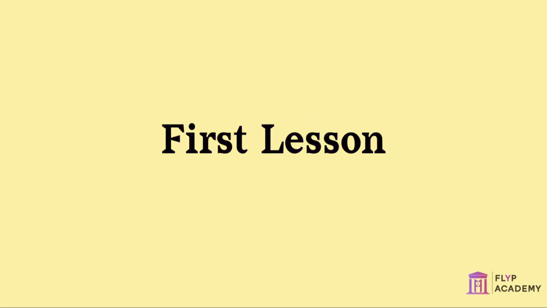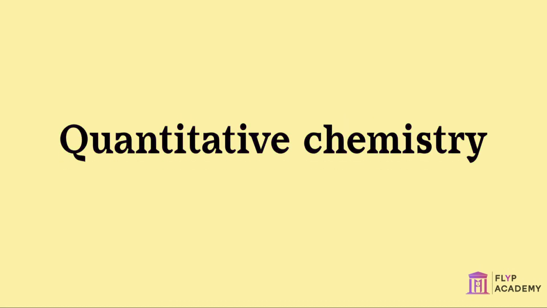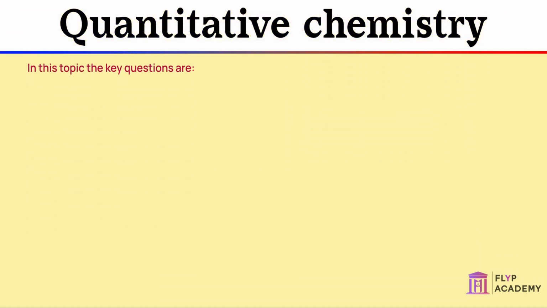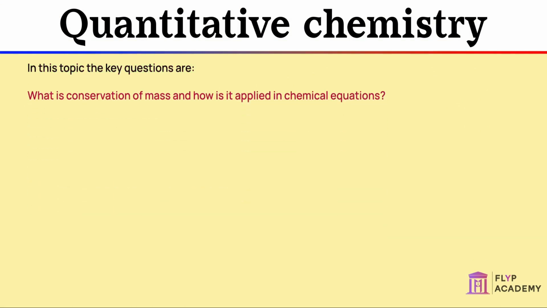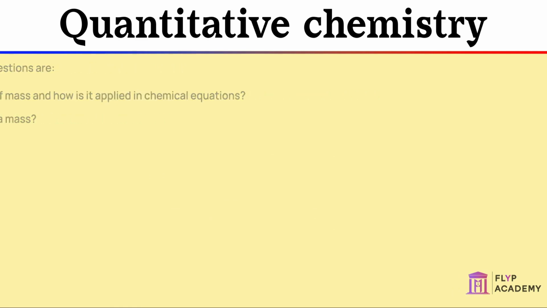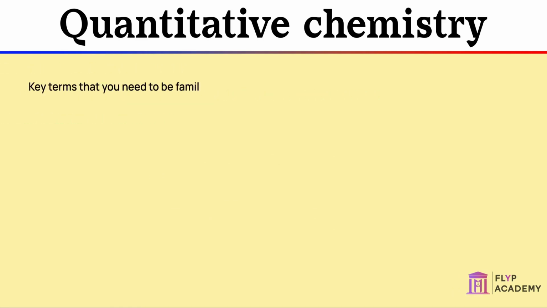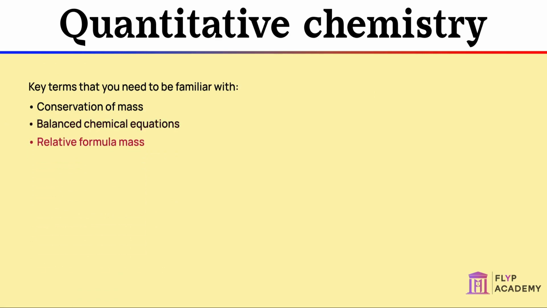Welcome to the first lesson of the quantitative chemistry topic. In this topic, the key questions are: 1. What is conservation of mass, and how is it applied in chemical equations? 2. What is relative formula mass? Key terms that you need to be familiar with: conservation of mass, balanced chemical equations, relative formula mass.